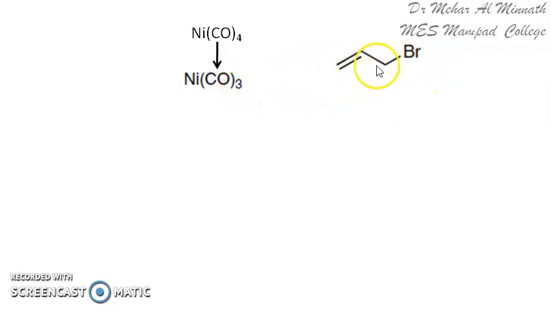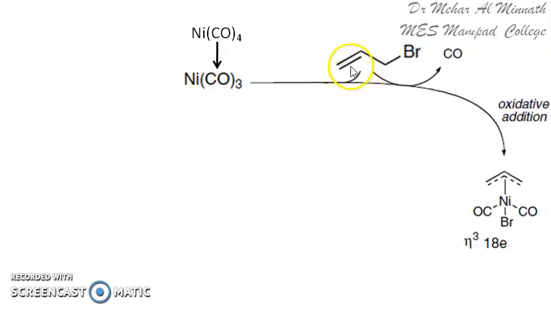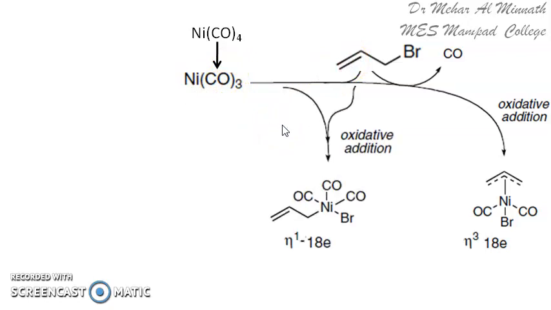Now the first step is oxidative addition, and there are two proposed pathways for oxidative addition. In the first pathway, the double bond of the allyl system gets coordinated to the nickel tricarbonyl and you get this eta-3 allyl complex. Here the double bond of the allyl is coordinated to the nickel. The second pathway proposes that the bromide is coordinated to the nickel and you get the eta-1 allyl complex.